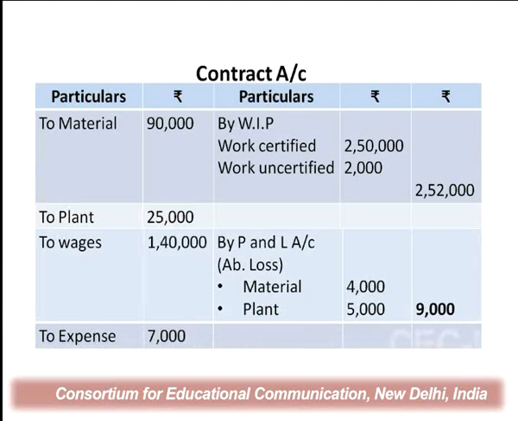So firstly, material 90,000, plant 25,000, wages 1,40,000. This is all being given to you, right? That these are the expenses that have been incurred. Plant worth 25,000 has been issued, wages of 1,40,000 have been paid during the year, material of 90,000 has been issued to the contract, right? Expenses of 7,000 rupees have been incurred in this contract, right?